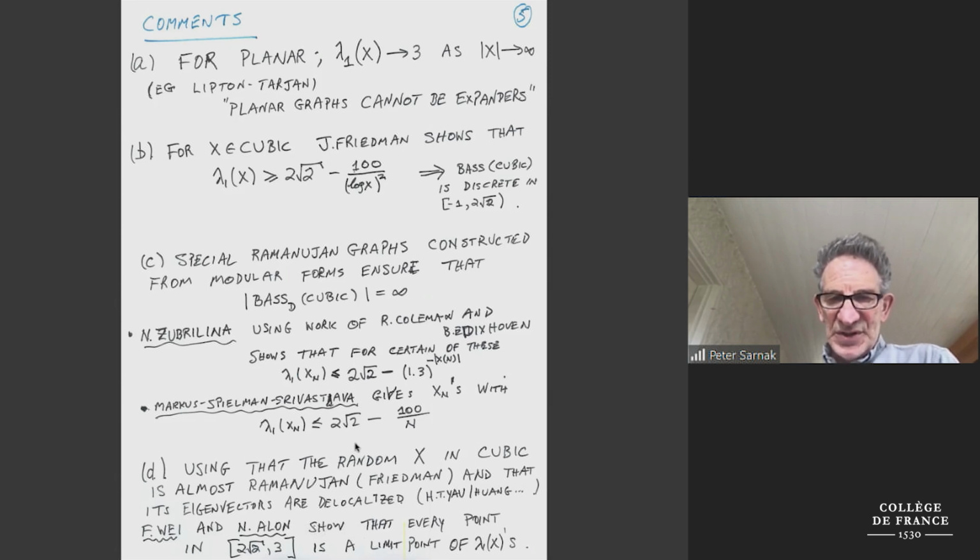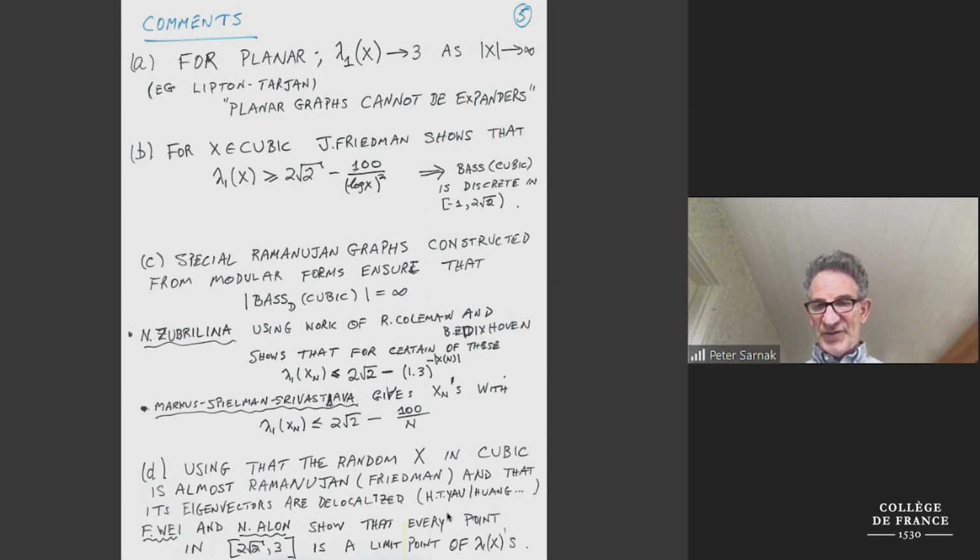And I'll just say roughly how it's proved: you use the fact that if you take a random 3-regular graph, it's not Ramanujan, but it's almost Ramanujan. This is this theorem of Friedman that I alluded to a minute earlier when I was on this page. That is, if you take it at random, you don't know that lambda 1 is less than or equal to 2 root 2, but it's less than or equal to 2 root 2 plus any epsilon you choose to begin with, with probability going to 1.